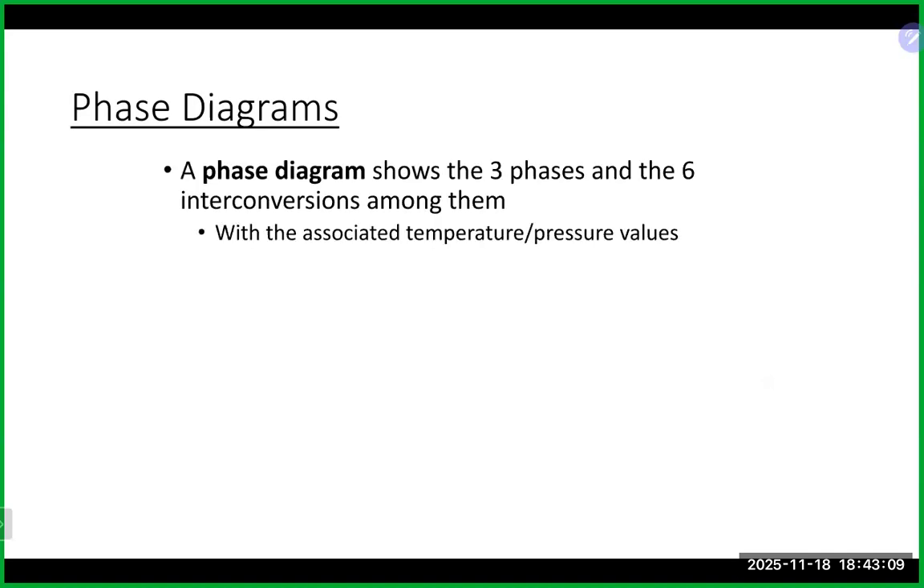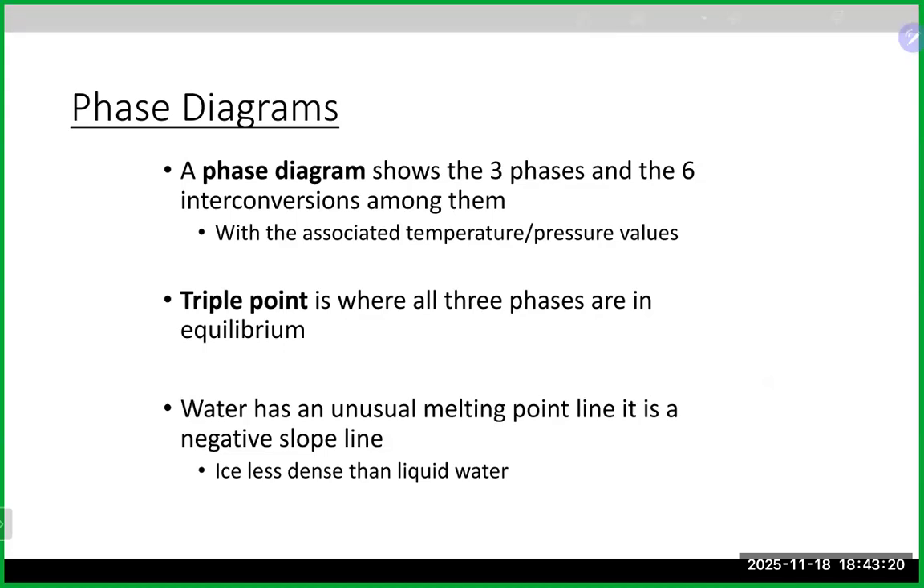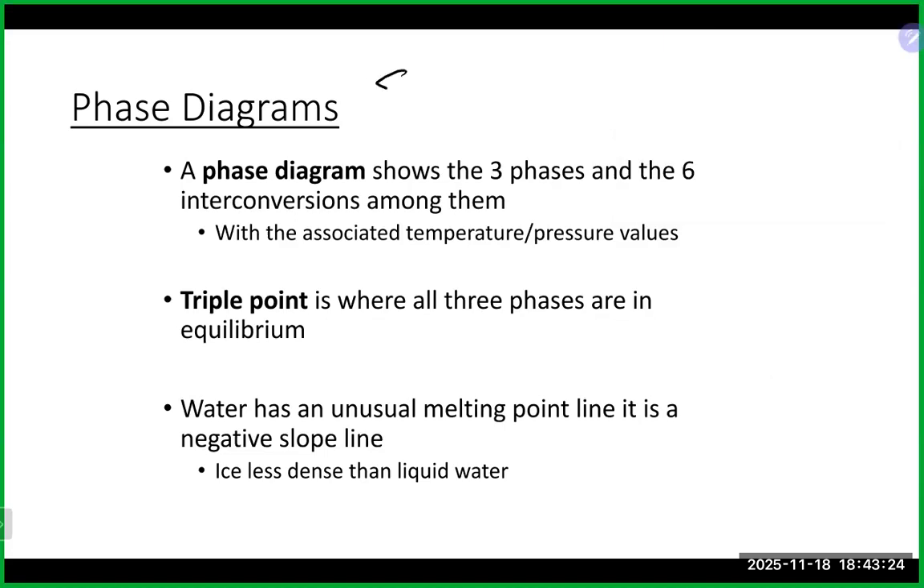So let's talk a little bit about phase diagrams. Phase diagrams are helpful. They show our 3 phases and the 6 interconversions that occur between them. What are our 3 phases? Our 3 phases are solid, liquid, and gas. The 6 interconversions are these: solid to liquid, melting.